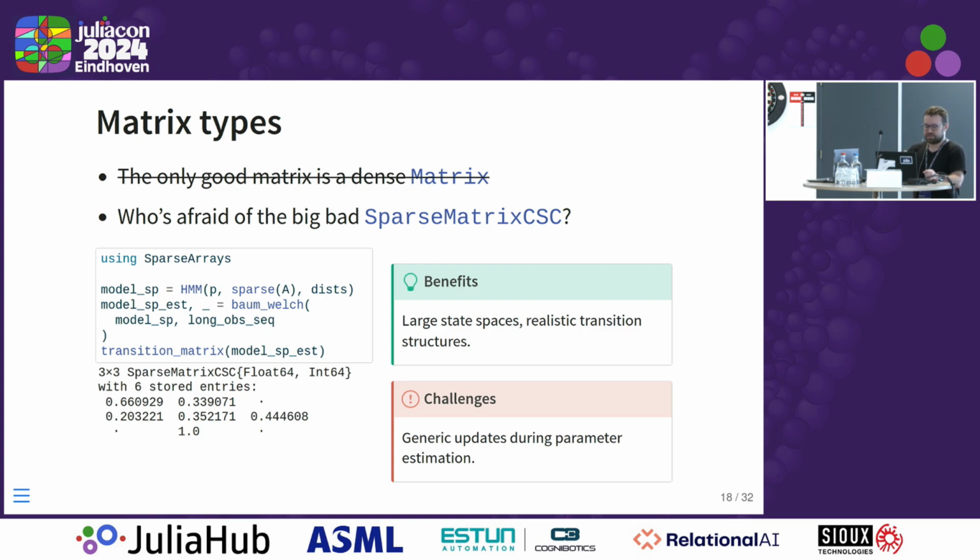And so in this case, what I show on the left is that you can build an HMM with a sparse matrix, and when you apply this local optimization algorithm that estimates the parameters, you end up with something that's also sparse in the end. So the sparsity pattern is preserved by the Baum-Welch algorithm, which is another very nice property. The benefits of that is that it allows you to scale to much larger state spaces and handle realistic transition structures. But of course, it becomes a bit tricky when you have to handle basically abstract matrices during parameter estimation.